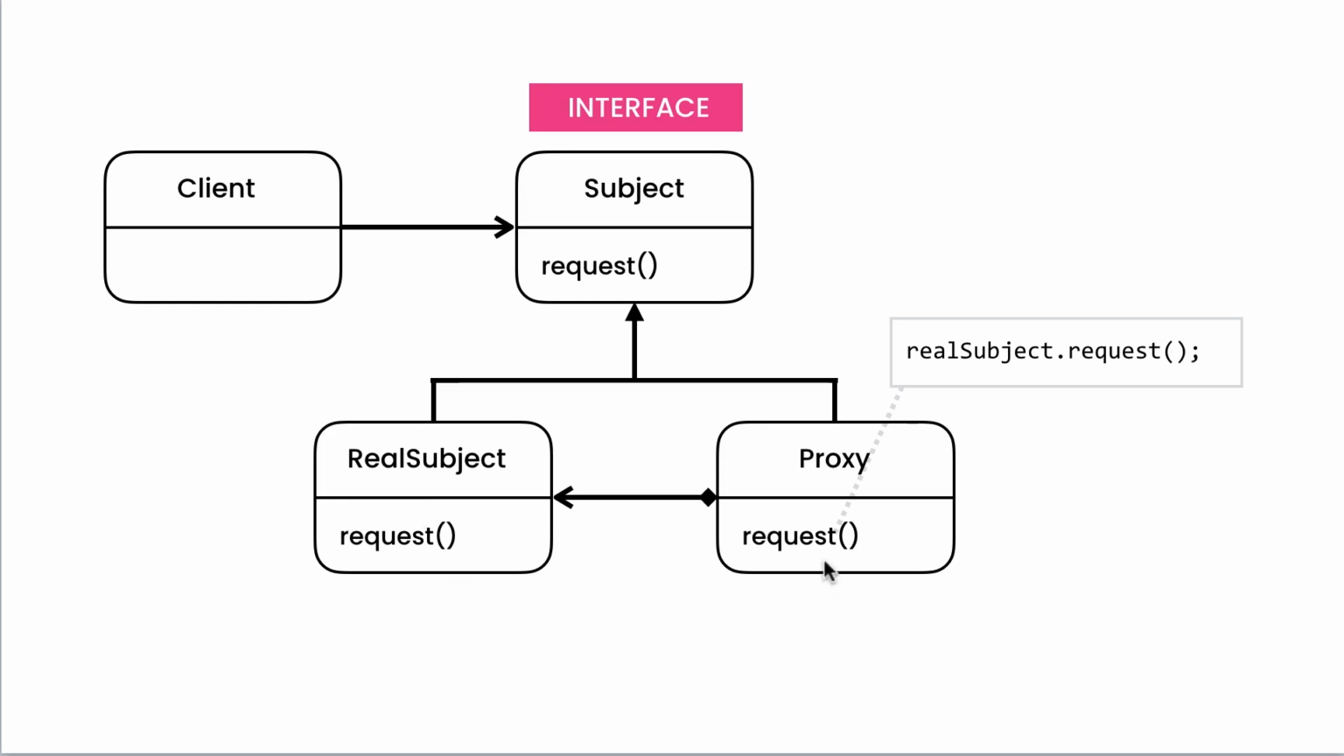Now, in this method, we can perform different kinds of tasks. For example, we can perform logging, we can perform authorization, we can do lazy initialization, and so on. That is entirely up to us and is dependent on the kind of problem we're trying to solve. So this is the proxy pattern. Next, I'm going to show you how to implement this pattern in code.